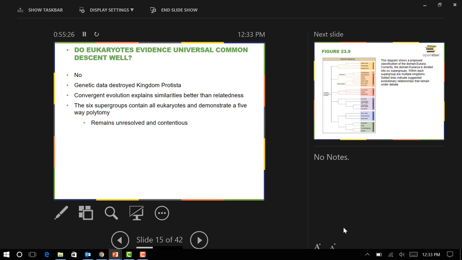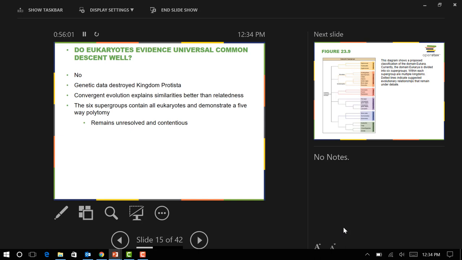And so the simple solution to this, do eukaryotes evidence universal common descent? Well, they don't. They don't at all. And there are a lot of issues there. A lot of instances of convergent evolution, so it's very difficult to tell what did these ancestors look like, because these same features just appear over and over and over again, but with wildly different ancestries. And then you've got this polytomy, which is not the way speciation happens, an indication that we don't have any idea how these organisms relate to one another. And then even this polytomy is just a mess.